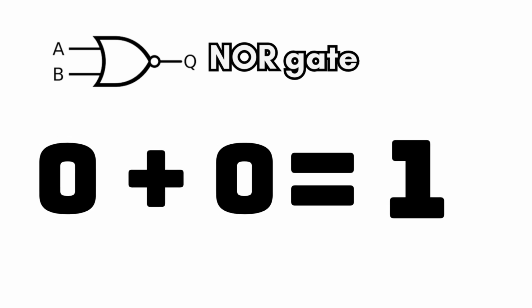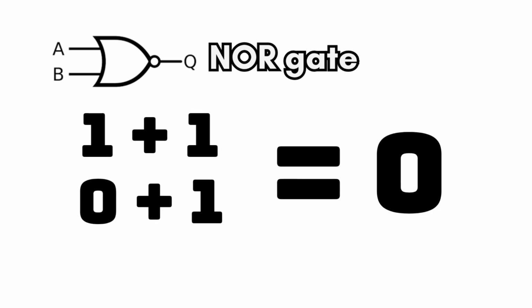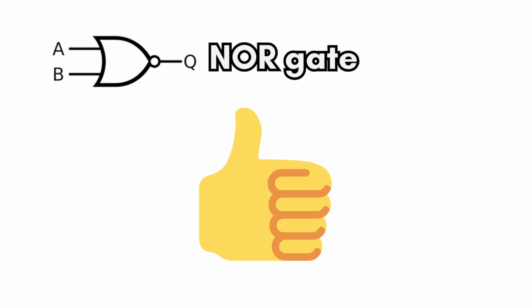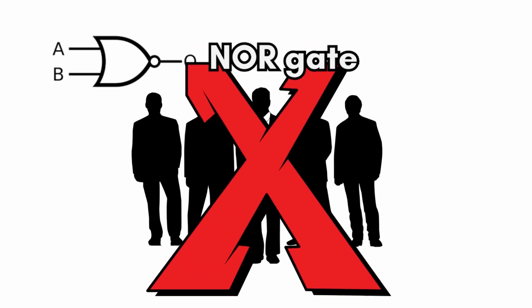Number 5, NOR gate. This one's the opposite of OR. It only gives 1 when both inputs are 0. Anything else, you get 0. So yeah, it's like saying only yes if absolutely no one else does.